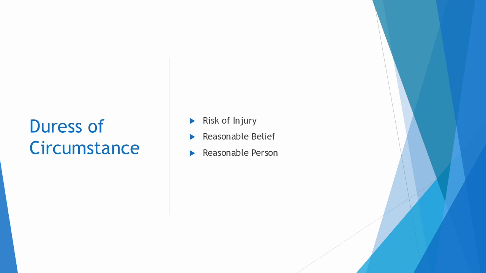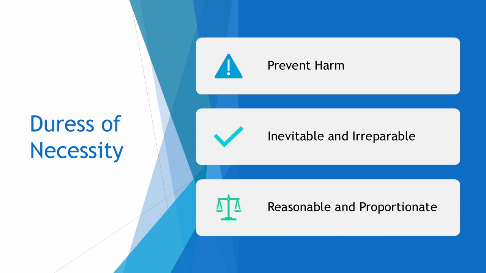The second element of duress of circumstance is that a sober and reasonable person sharing the defendant's characteristics would have acted the same way, as shown in R v Conway, where the defendant drove dangerously believing his passenger was about to be shot. The defense of duress of necessity allows a defendant to commit a crime to prevent a greater harm from occurring.